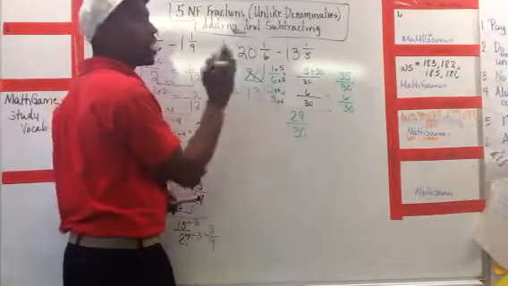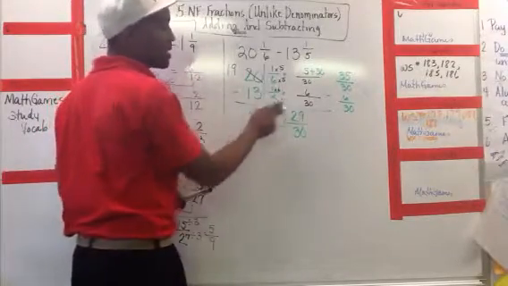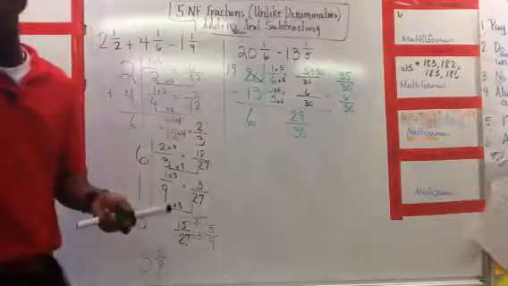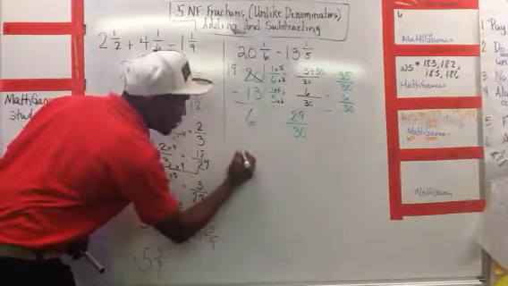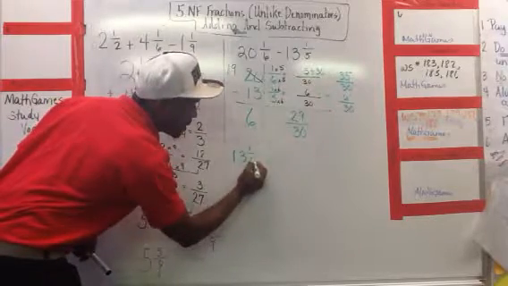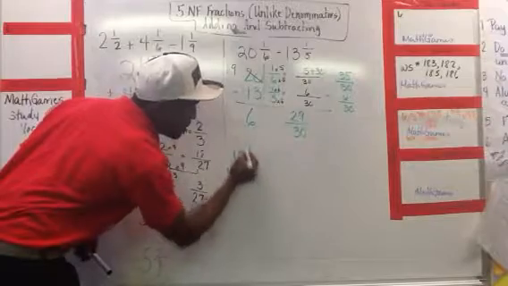Can it simplify? No. 19 minus 13 is 6. So my answer is 6 and 29 over 30. What was that last one? 13 and 1/6 plus 13 and 1/6 plus what? 12 and 4/7. Give me a minute, guys.